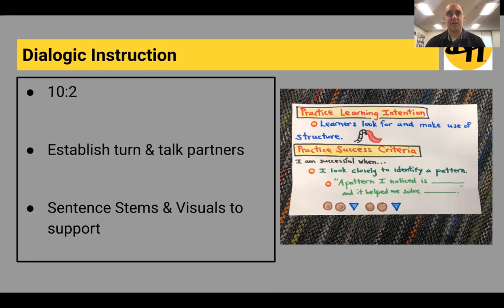So what is it that we want students to talk about? Anchor that space with a chart or a visual and give them a sentence stem. Clear is kind, unclear is unkind, as Brene Brown would say.